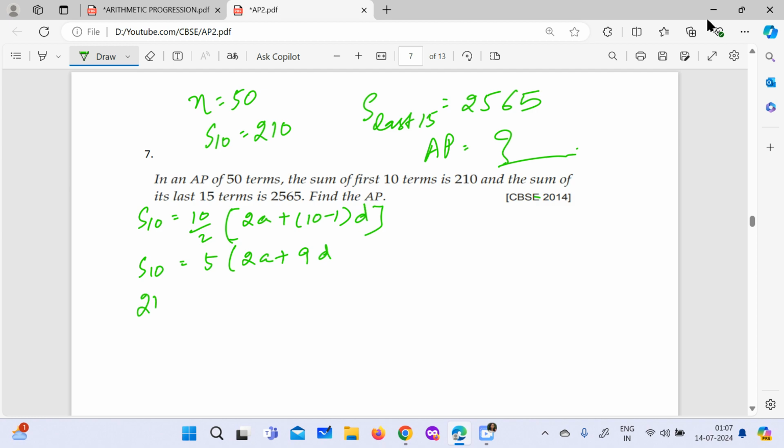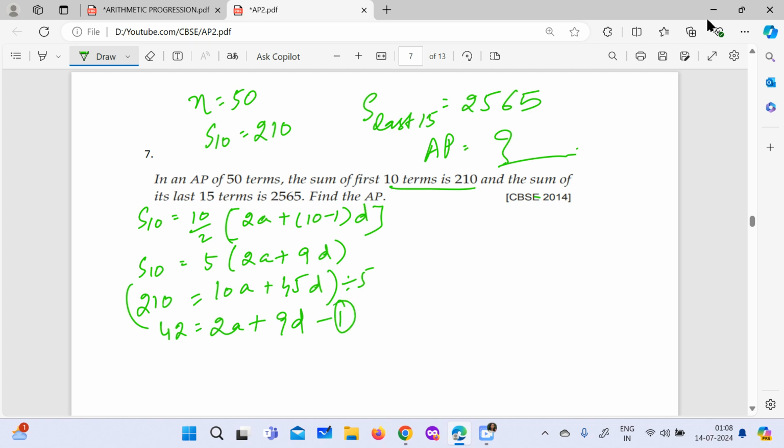You have here 210. This is already given. The sum of first 10 terms is, so you write this here. Now you can open the bracket: 10a plus 45d. Now this is also divisible by 5, so we will divide it by 5 throughout. So you get here 5 fours are 20 and 5 twos are 10, that is 42 equals 2a plus 9d. So we can write this as equation 1.